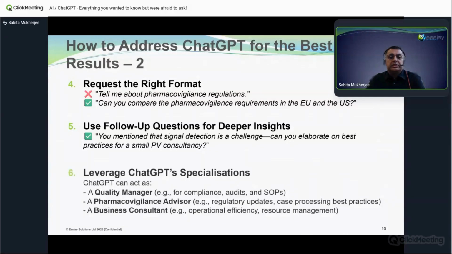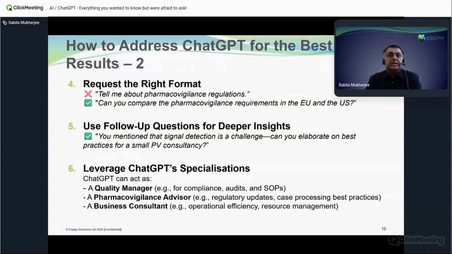And our final tip around addressing ChatGPT is that ChatGPT can act in different roles. It can act in different specializations. A quality manager for compliance, audits, and SOPs. As a pharmacovigilance advisor, providing regulatory updates, case processing best practices, or even as a business consultant, operational efficiency and resource management. So by framing your questions effectively, you ensure clear, concise, and valuable responses that are directly relevant to your needs. By being specific, structured, and contextual, you turn ChatGPT from being a generic chatbot into a valuable team member.